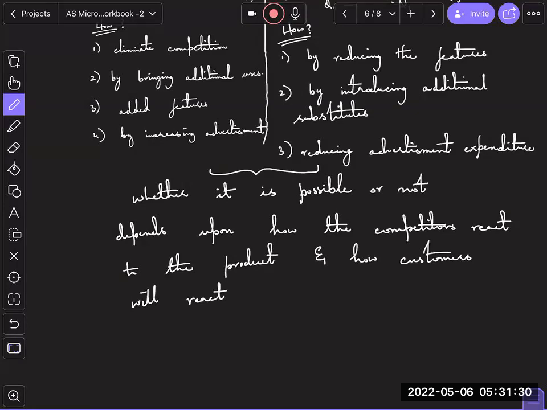So whether it is possible or not depends upon how the competitors are reacting to advertisement, whether you are able to make it more elastic or not, whether you will eliminate the competition successfully, whether you will introduce the substitute successfully, and how the customers will react to marketing, advertisement, and everything.